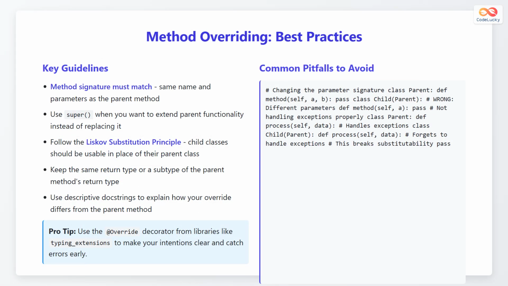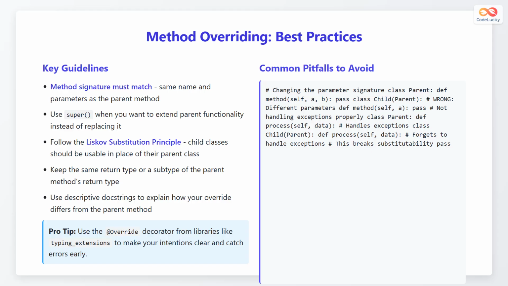Method overriding best practices. Key guidelines are: the method signature must match, which means the same name and parameters as the parent method. Use the super function when you want to extend parent functionality instead of replacing it. Follow the Liskov substitution principle, which means child classes should be usable in place of their parent class. Keep the same return type or a subtype of the parent method's return type. Use descriptive docstrings to explain how your override differs from the parent method. Pro tip: use the override decorator from libraries like typing_extensions to make your intentions clear and catch errors early.